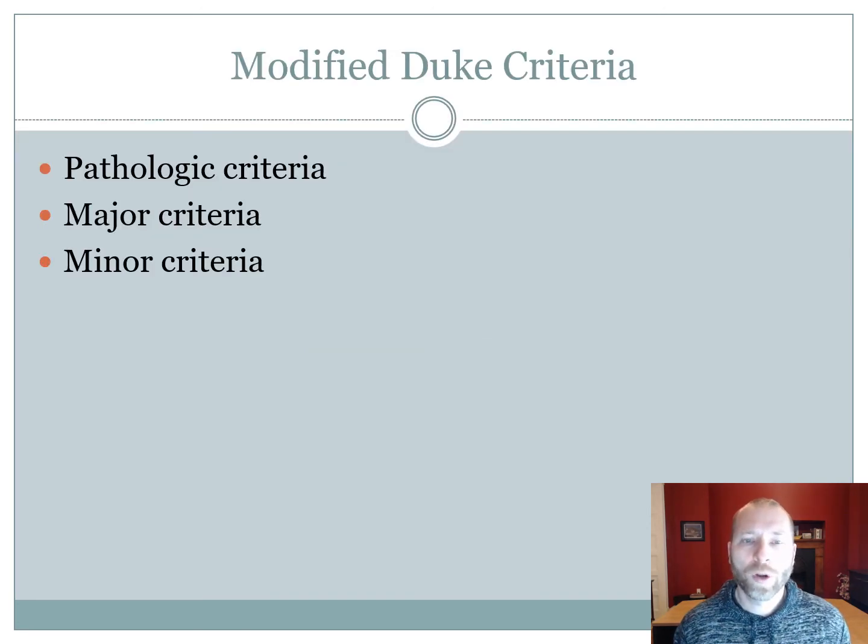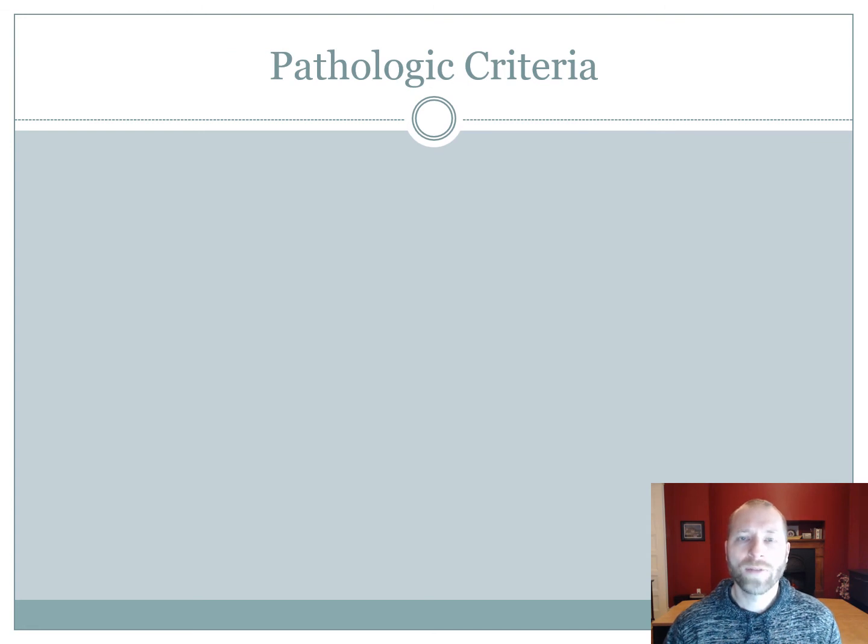First up, we'll speak about the modified Duke criteria for diagnosis of endocarditis. There are pathological criteria, major criteria, and minor criteria that we will discuss in detail. First up, we have the pathological criteria. By definition, these require a sample that is obtained surgically or by some other invasive method.